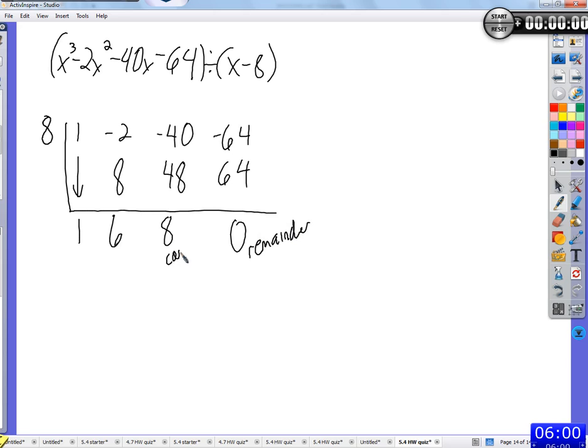8 constant, work from right to left. People want to work from left to right all the time, work from right to left. Remainder, constant, x squared. X squared plus 6x plus 8, with 0 remainder. If you wind up with a remainder, that's your remainder. You took that, you put that over the original divisor, there you have it.